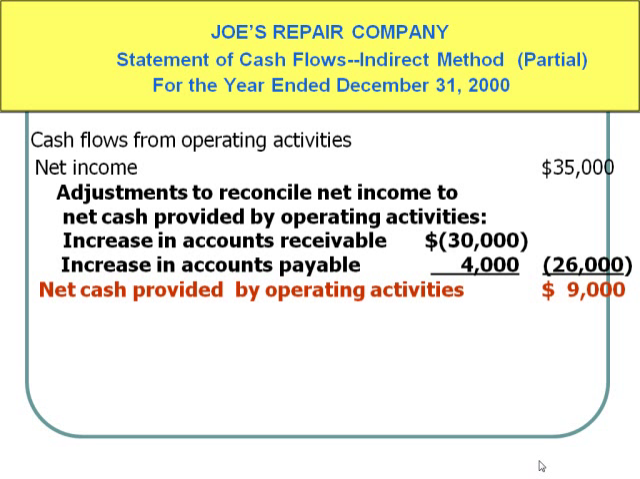So follow along on your handout, and you see cash provided by operating activities is only $9,000 compared to net income, which was $35,000. So you just walked through the first section of the cash flow report for Joe's Repair Company. You start with net income and then you make adjustments.